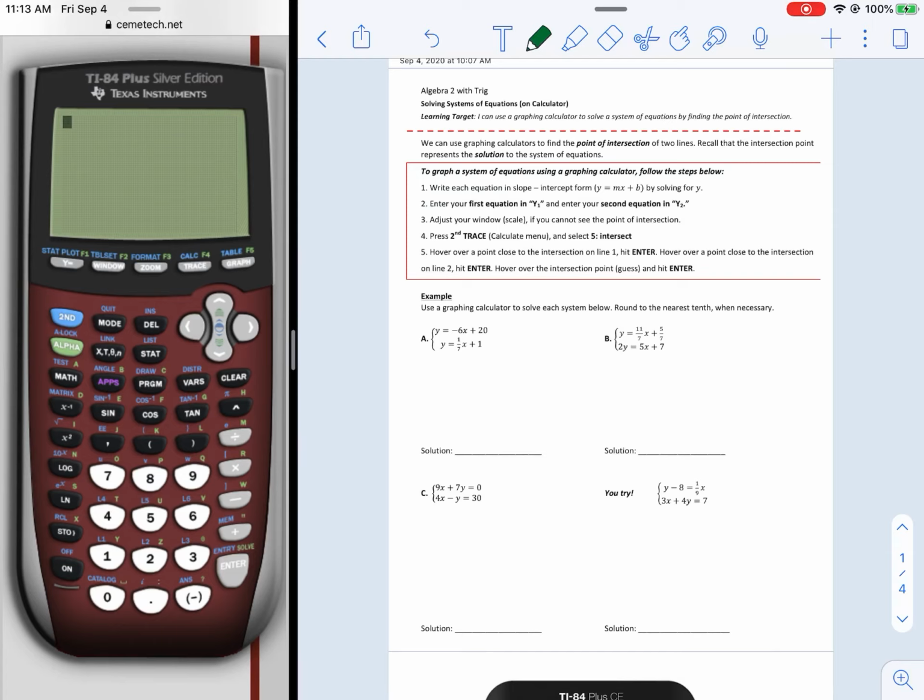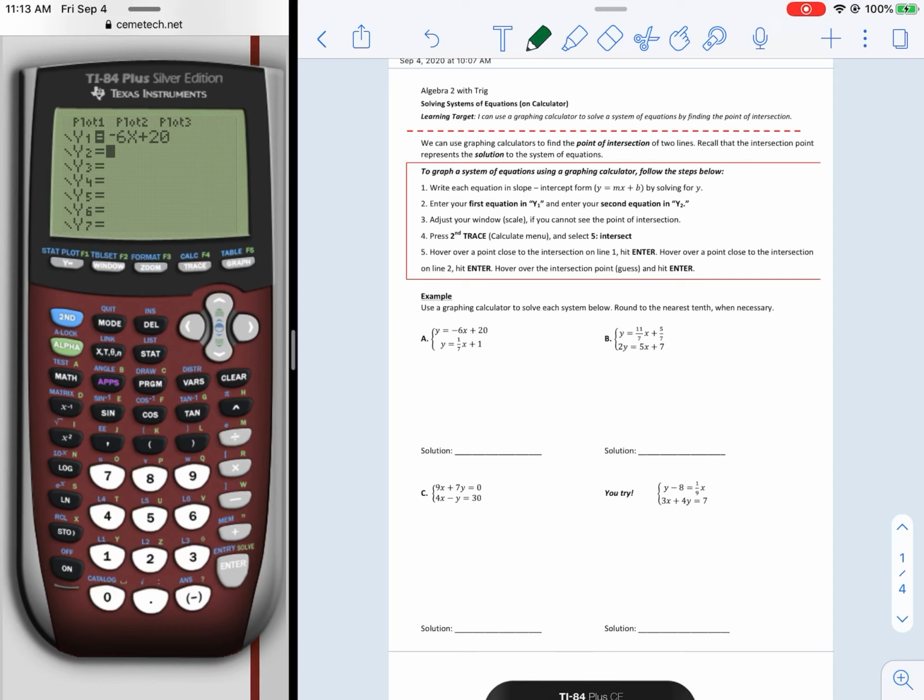if you want to type that system in your calculator, you're going to start by going to y equals on the top left. Okay, and you're going to type in negative 6x plus 20. And then you can hit enter. And then you're going to type in 1/7 x plus 1.